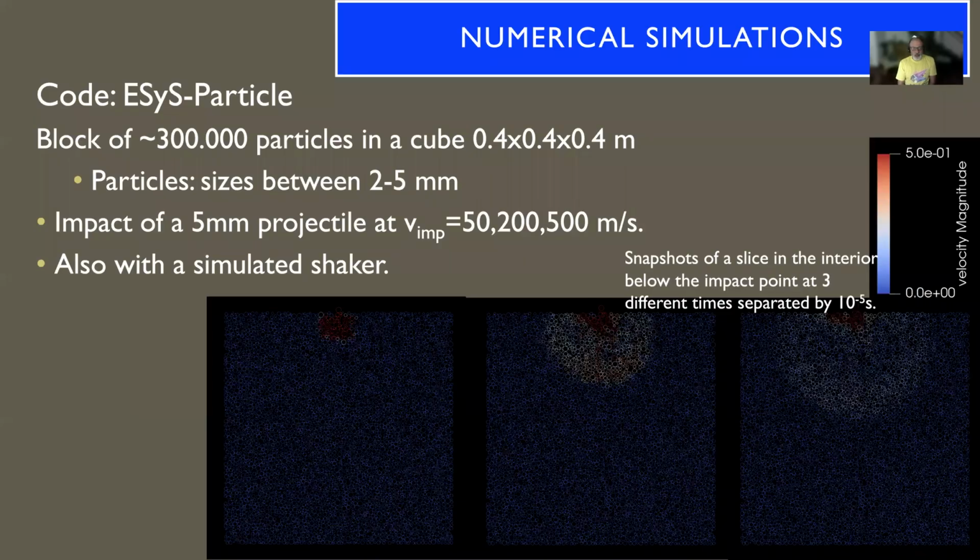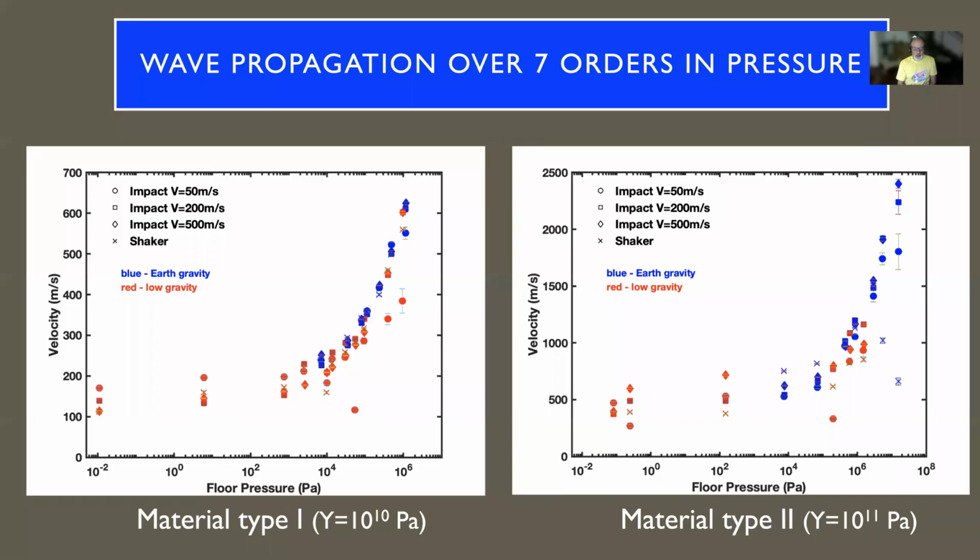Also, we have done some numerical simulation using the code. The numerical code is this particle code, where we have created a box with 300,000 particles with size between 2 and 5 millimeters, and impact with a projectile of 5 millimeters with impact speed from 50 to 500 meters per second. And also we have done some simulated shaker.